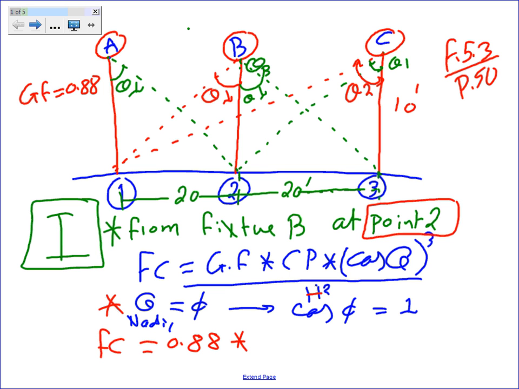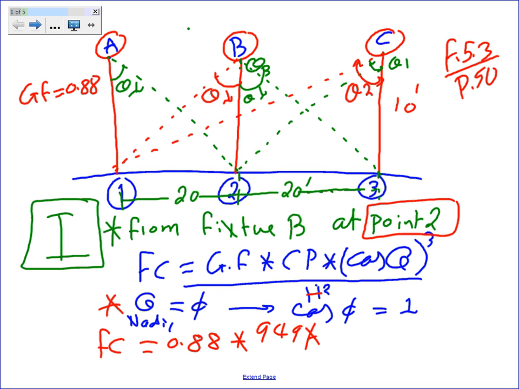Now I need to find the foot candle, guys. I need to find the candela power at the angle 0. What's the candela power at angle 0? 949. The candela power at angle 0 is 949. I'm looking at page 50. So it's 949. Everybody knows where the 949 came from? Any question where the 949 came to be, guys?